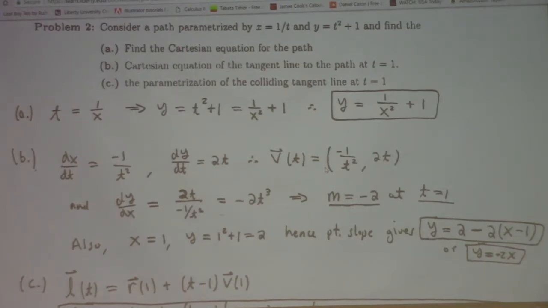All right, great. At time 1, where am I? If I put in time 1, I get x equals 1 and y equals 2. So at time 1, I'm at the point (1, 2). Then point-slope gives me y equals 2 minus 2 times (x minus 1), or y equals minus 2x.